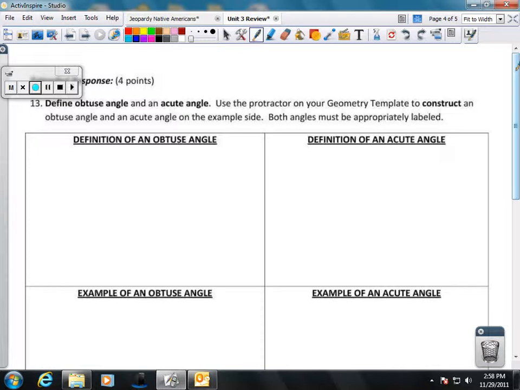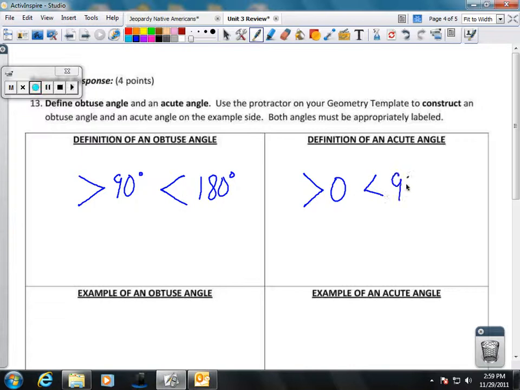It's the definition of obtuse and acute. An obtuse angle is an angle whose measure is going to be greater than 90 degrees, but it also has to be less than 180 degrees. And the definition of an acute angle then is an angle whose measure is greater than 0 degrees, but less than 90 degrees.